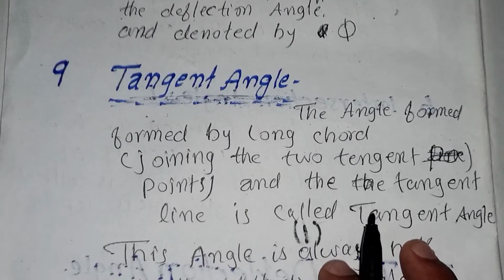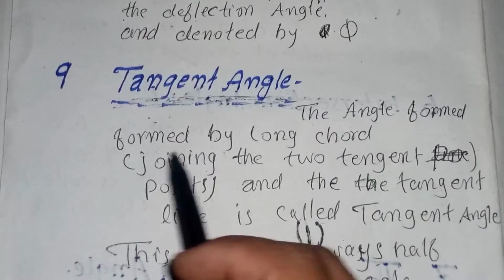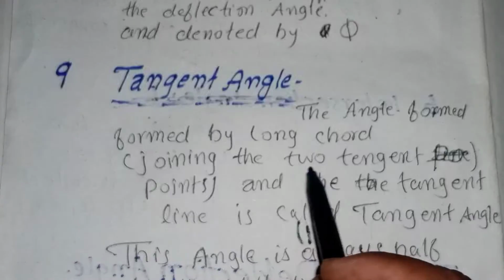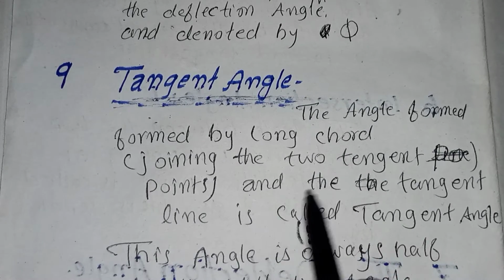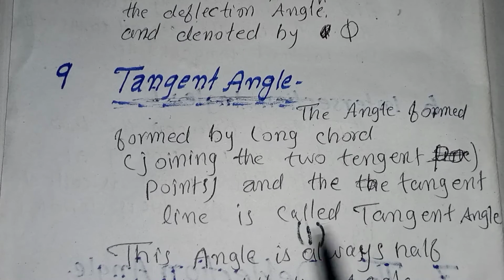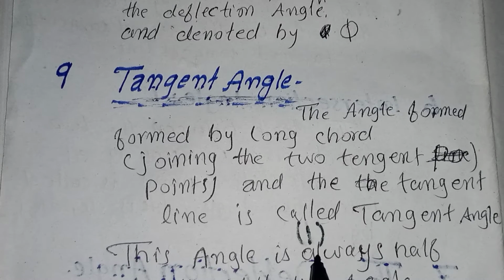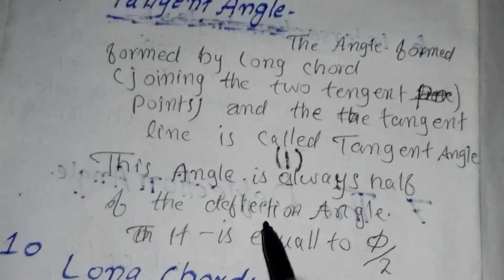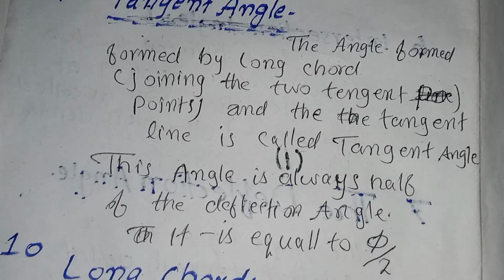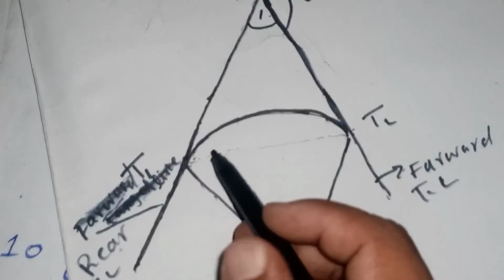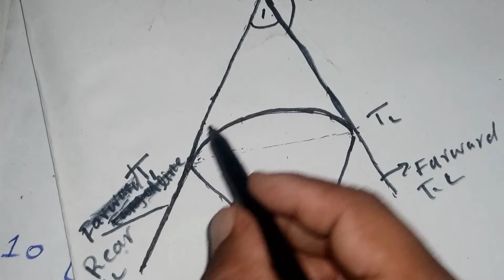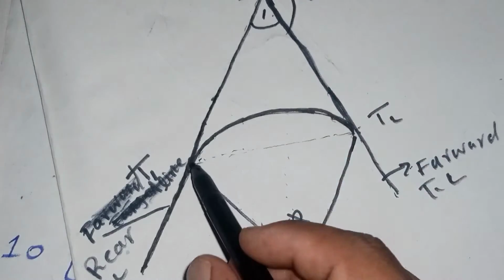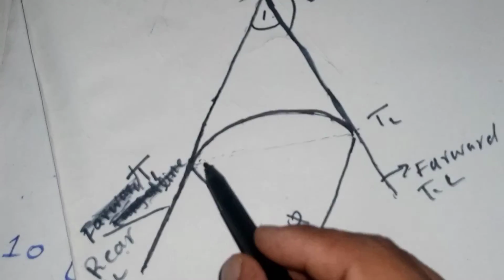Ninth number, tangent angle. The angle formed by the long chord joining the two tangent points and the tangent line is called a tangent angle. This angle is always half of the deflection angle. It is equal to theta divided by 2. It means an angle made between the tangent line and the long chord, which joins the two ends of the curve.